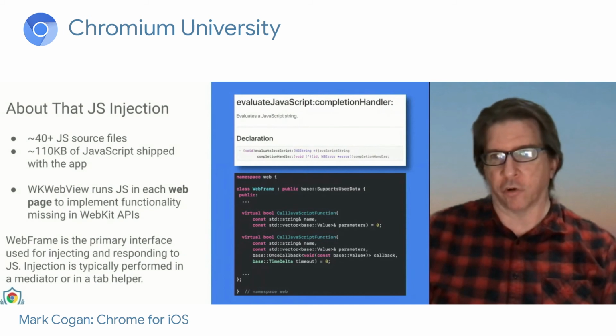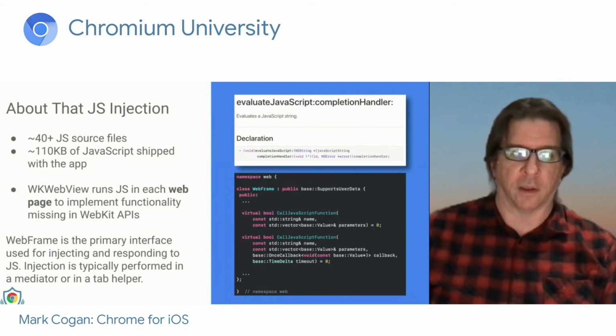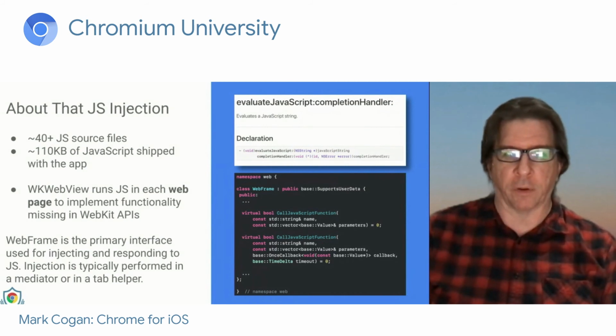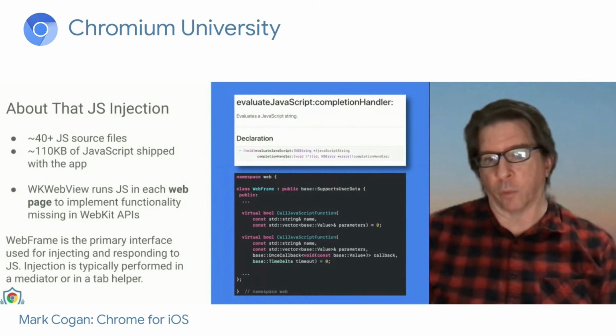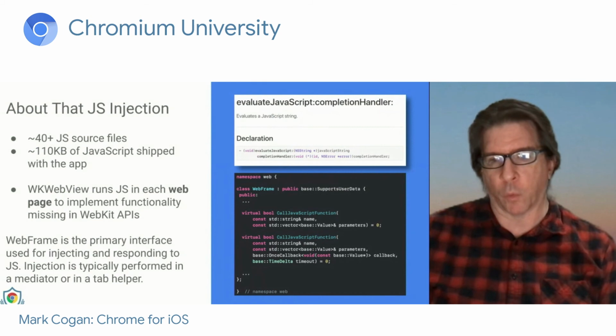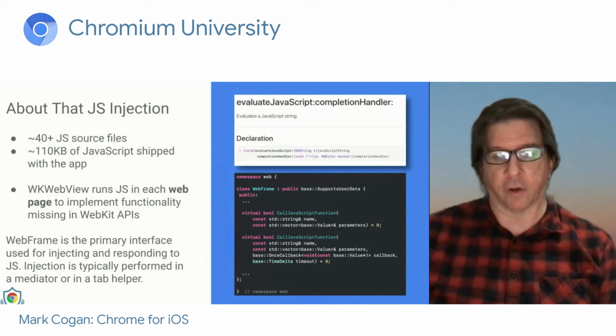For any given feature, the JavaScript that it needs has to be injected into the web page at some point. And so this is typically done in a mediator class or in a class called a tab helper, which is a way of extending the functionality of a web state object.